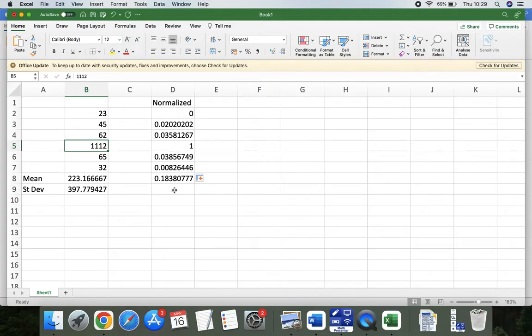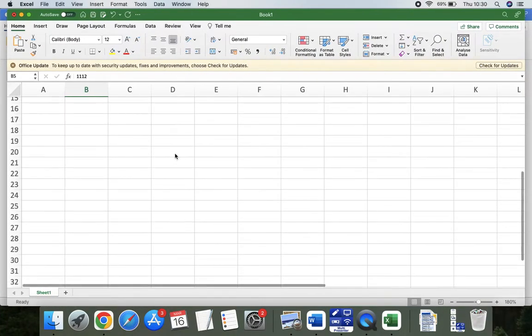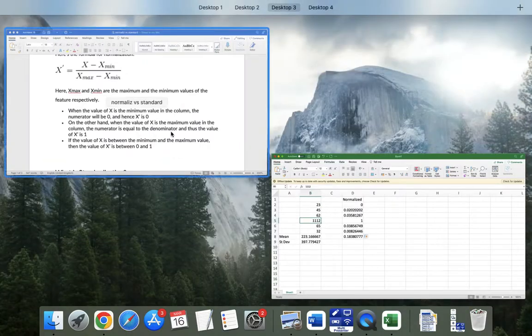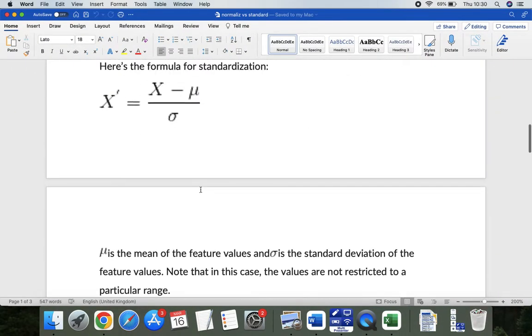But normalization is a very good technique when you are dealing with a huge number of values. Okay. Next thing is standardization.